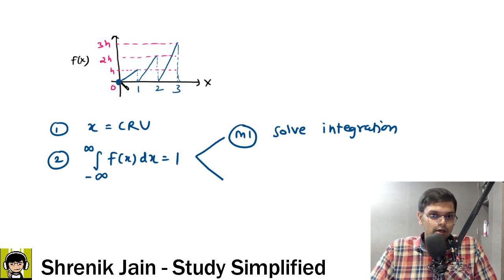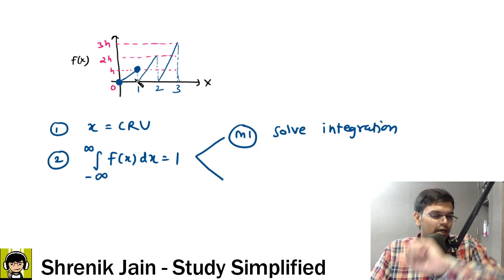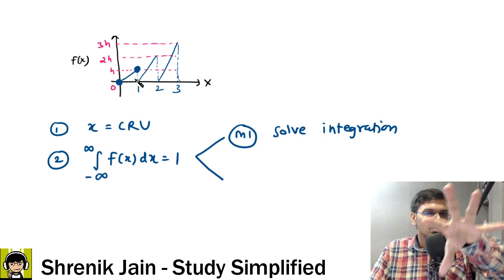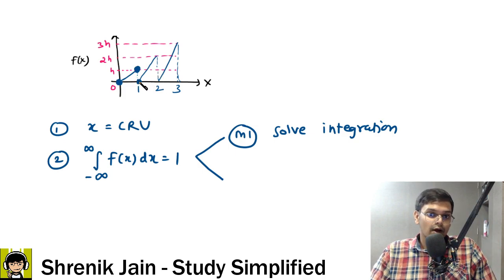This is the point where x is 0, f of x is 0. This is the point where x is 1 and f of x is h. 2 points are known. Can you use your straight line concept to get the equation? And then do the integral 0 to 1 straight line equation dx, solve that integration, then get one more equation because you have 2 points.